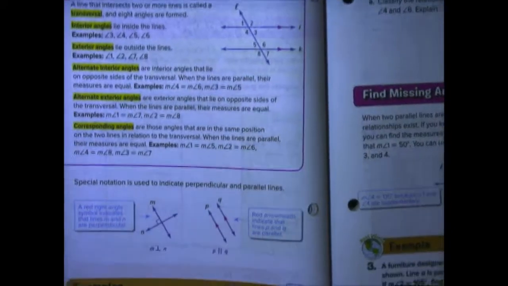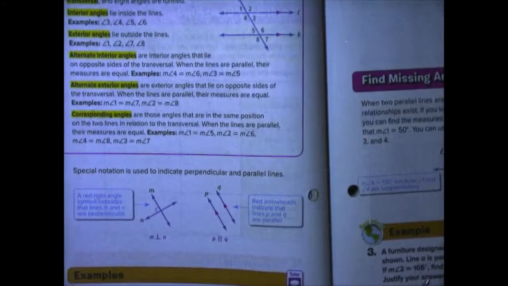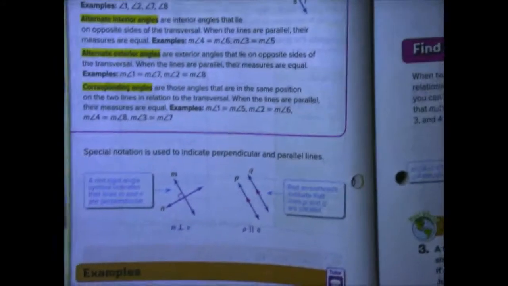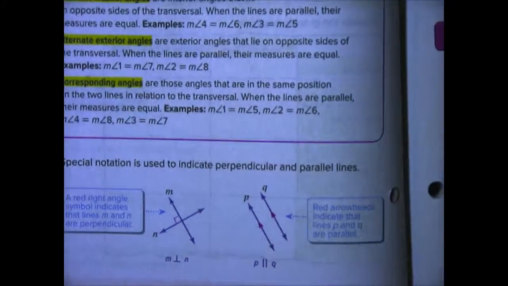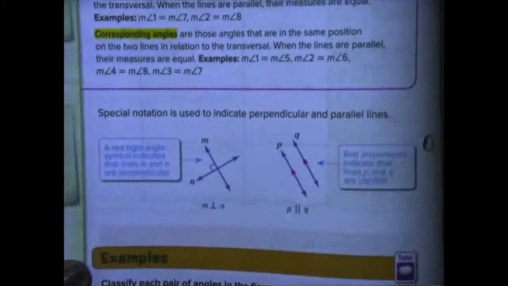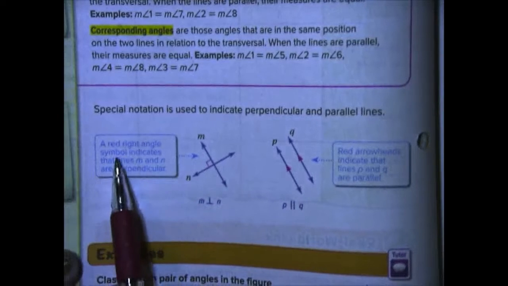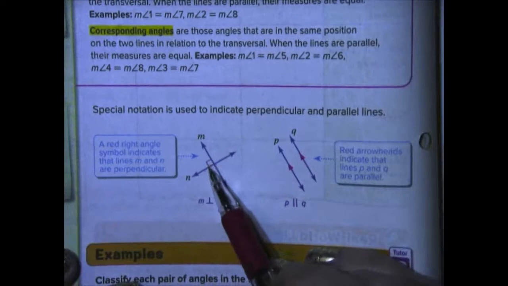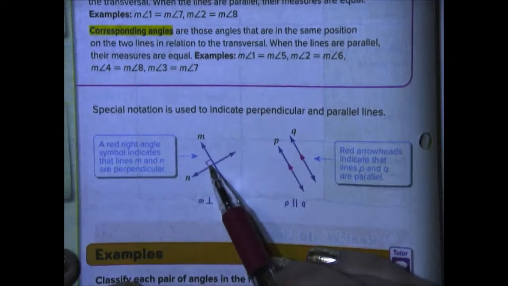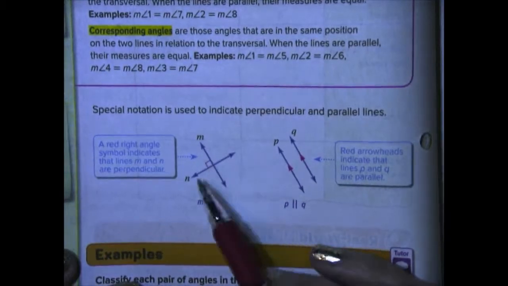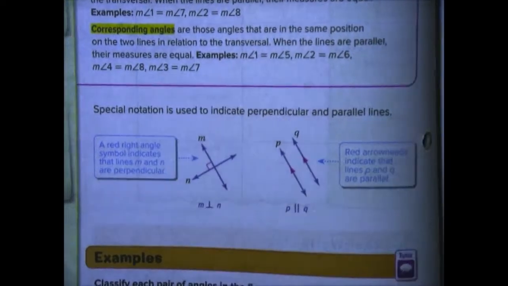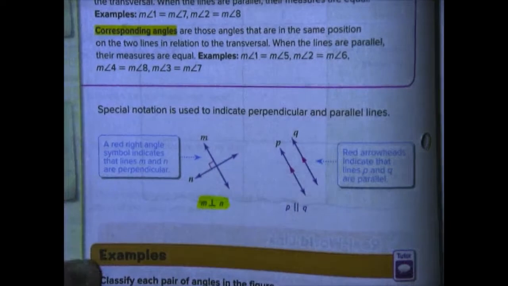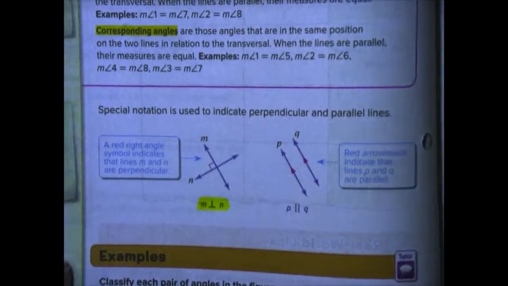All right, let's go on down. It says special notation is used to indicate perpendicular and parallel lines. Sometimes it might not tell us that they are perpendicular or parallel, but they're going to give us some information that will tell us that. So let's look here first. It says a red right angle symbol indicates that lines M and N are perpendicular. So we know that that little box means it's a right angle, and it also tells us that these two lines are perpendicular. We can write that M is perpendicular to N, and that's how we would read it.